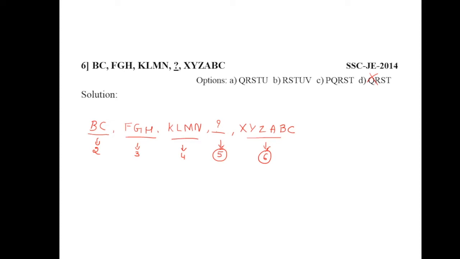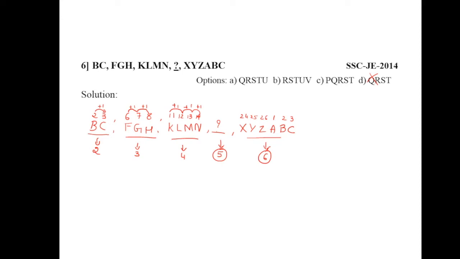B is 2, C is 3, F is 6, G is 7, H is 8, next K is 11, L is 12, M is 13, N is 14, next question mark, next X is 24, Y is 25, Z is 26, A is 1, B is 2, C is 3. So you can see that in each group it is increasing by 1, right? 2 plus 1 is 3, 6 plus 1 is 7, plus 1 is 8. It is increasing in the order of +1.